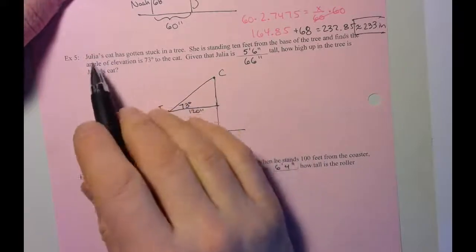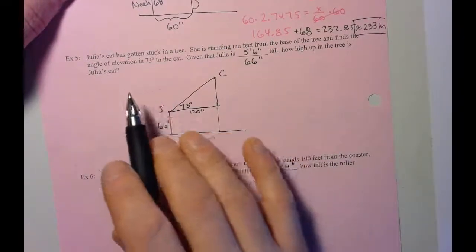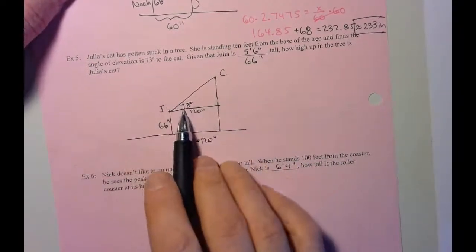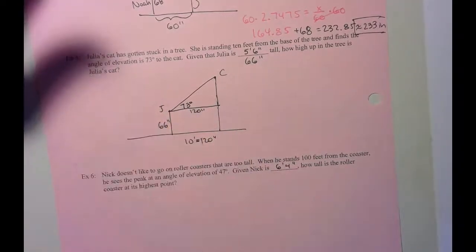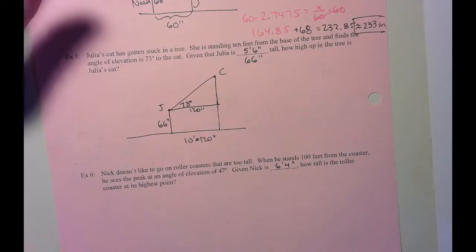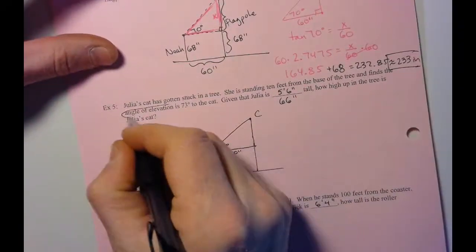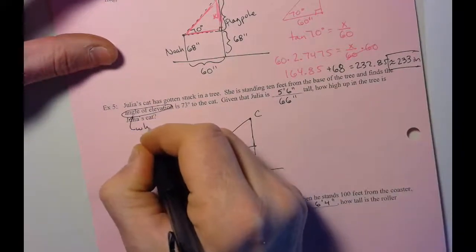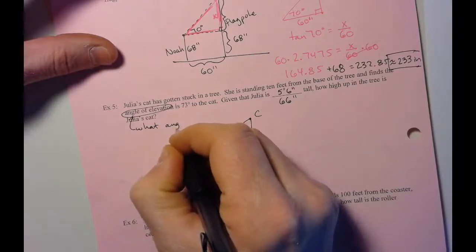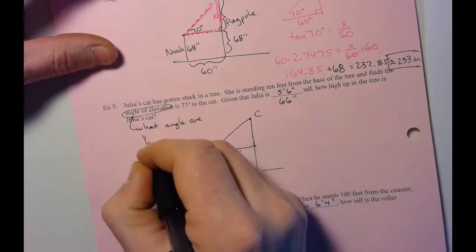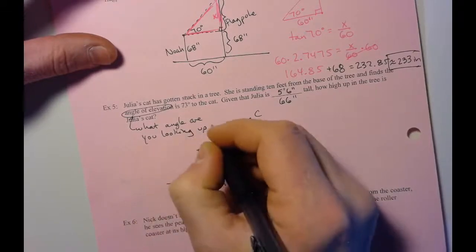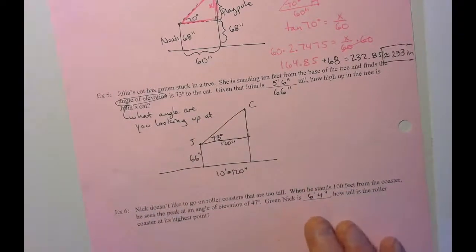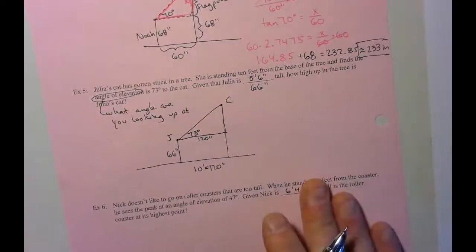Just something I didn't really go through: the angle of elevation is always off the horizontal. That's basically how, if you were going to look up, what angle are you looking up at? So we'll put that little note there. That's what angle of elevation means.